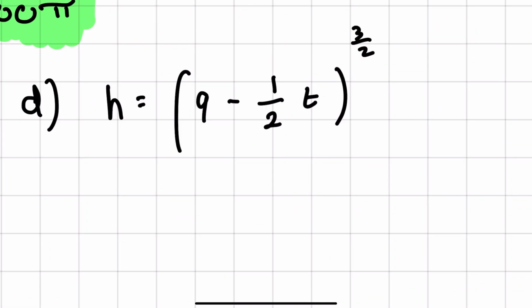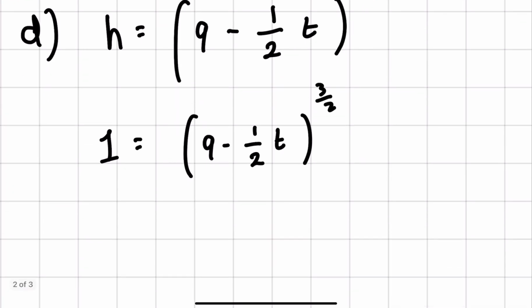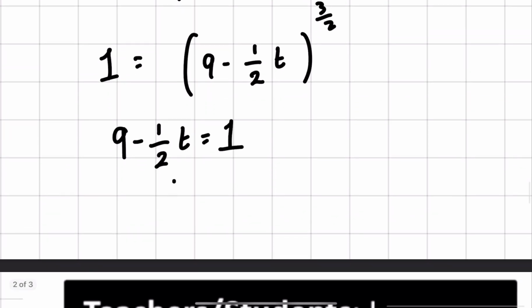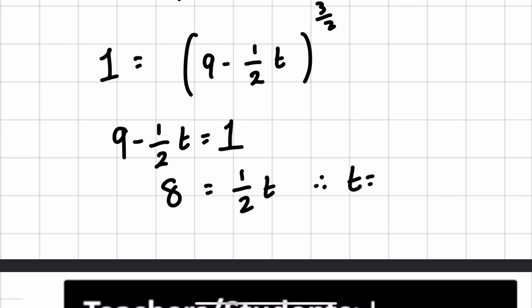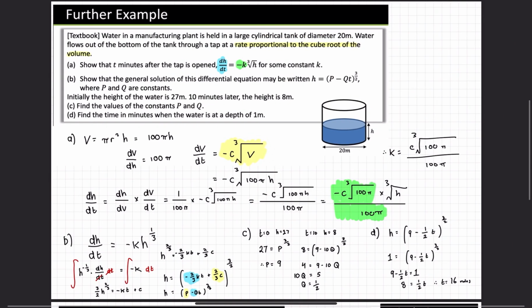We want to get a height of 1. So 1 equals 9 minus a half t to the power of 3 over t. Fantastic. So we essentially need 9 minus a half t to equal 1. So 8 equals a half t. Therefore, the time is 16 minutes. And we are done there. Fantastic. Good question. Okay, great.